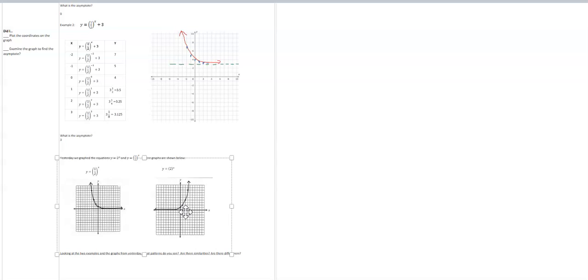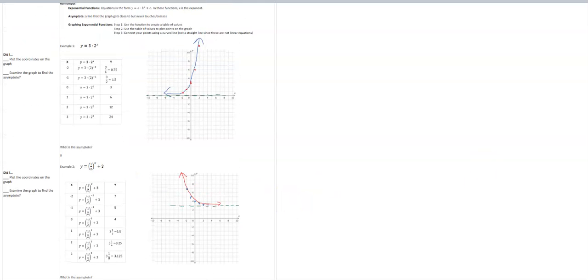One similarity is that they all have an asymptote. No matter what, they are going to be approaching some value that they will never cross. We can also see that in some of these graphs, we are going in a downward direction from left to right, like this example here and here. But there are other examples where it's going up from left to right. So this example, and then if I move back up, this example also.